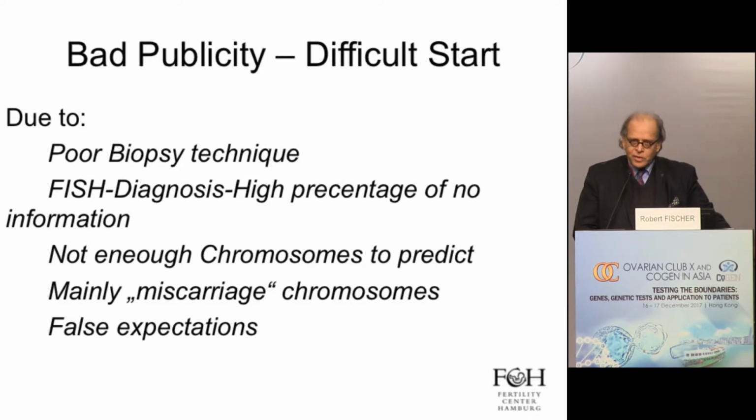These chromosomes have been mainly miscarriage chromosomes. So they were looking at what was the highest percentage of chromosomes in miscarriage abortus material, and that's why these chromosomes have been used to detect. So these are not chromosomes that will tell you anything about implantation potential, but miscarriage potential of an embryo. And there were, of course, false expectations, because, as Norbert said before, people thought that live birth rate would be increased by selecting a normal oocyte for transfer after polar body, and that was not the case.